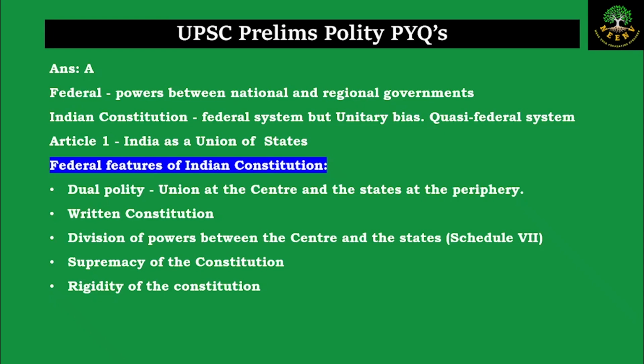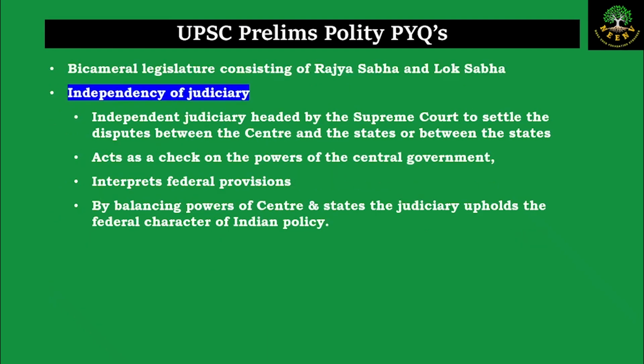And what are all the federal features which are there in the Indian Constitution? 1. Written constitution. 2. Division of powers between the center and the states. We have the different lists, the central list, the state list and the concurrent list. And supremacy of the constitution, the rigidity of the constitution, and bicameral legislature and independence of judiciary. Now, why is independence of judiciary so essential for the federal character of the polity? Because the independent judiciary, in our case the Supreme Court, has the original jurisdiction to settle the disputes between one state on one side and a few states on the other side, or the center on one side and states on the other side. So that can be done by the Supreme Court.